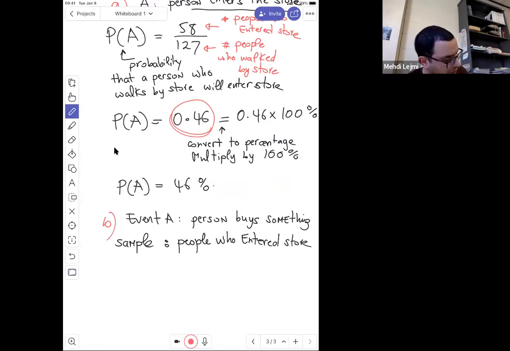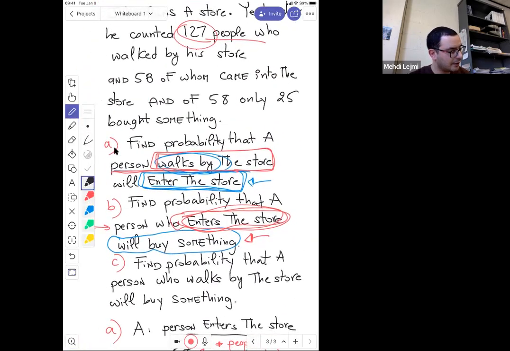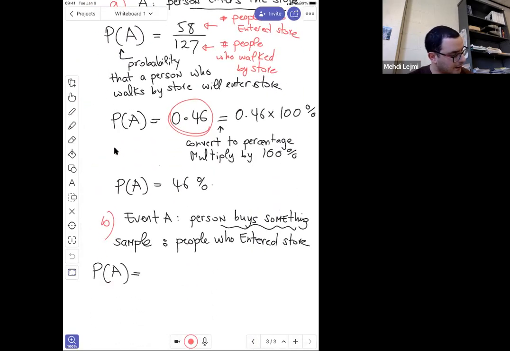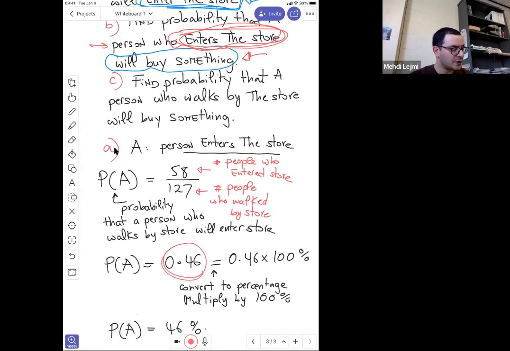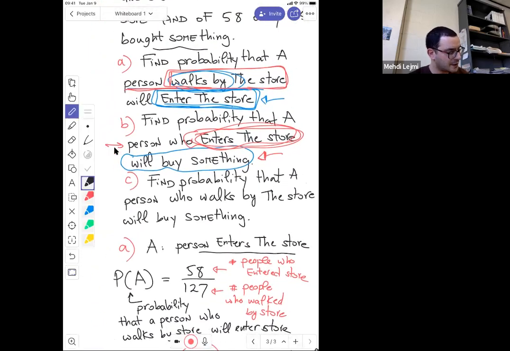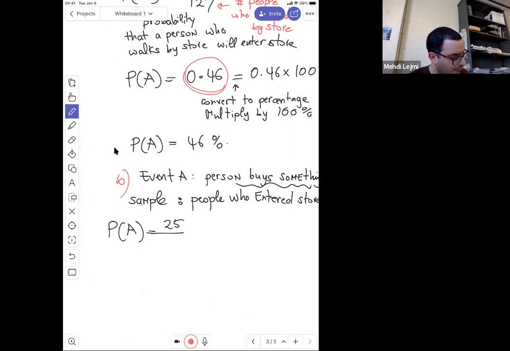Okay, so then the probability of the event A, the frequency of the event. How many people bought something? Well, we know it's 25. 25 bought something, so the frequency is 25. Now the sample is not all the people who walked by the store, it's just the people who entered the store, right? And we have 58 people who entered the store. So that's 25 over 58.